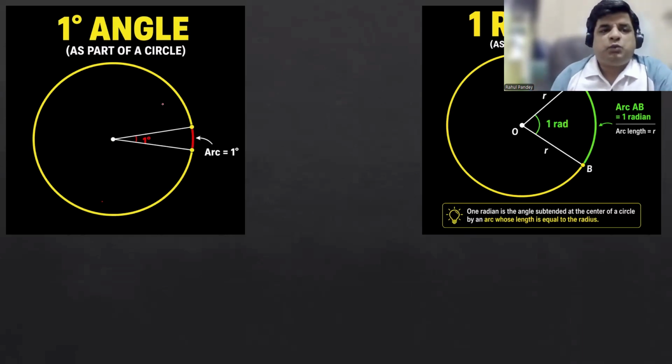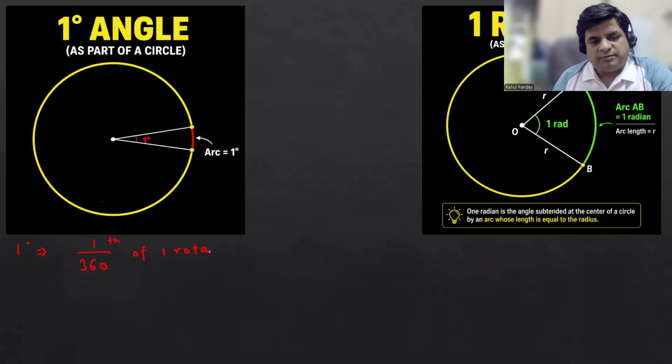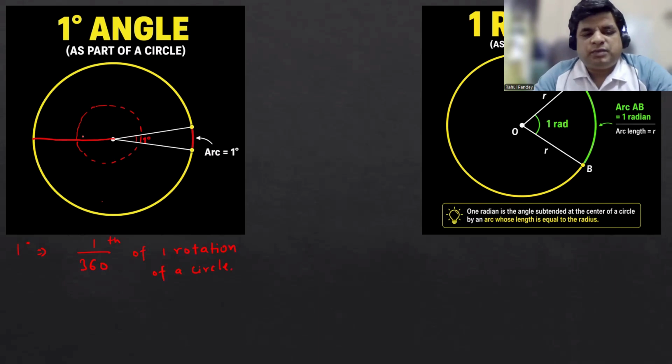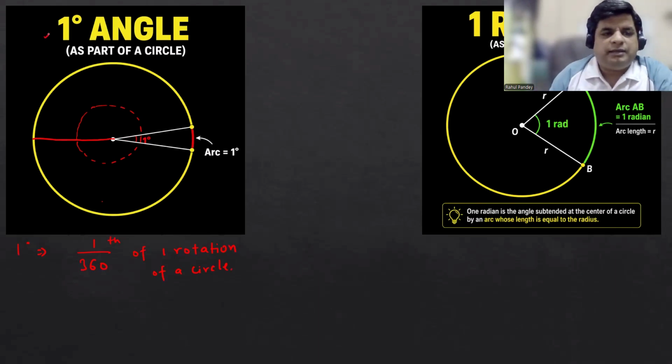So, what is 1 degree? By definition, it is 1 by 360th of one rotation of a circle. That is the definition of 1 degree. So whatever angle we make by taking one rotation from, let's say, this baseline, 1 by 360th of that one rotation is called a 1 degree angle.